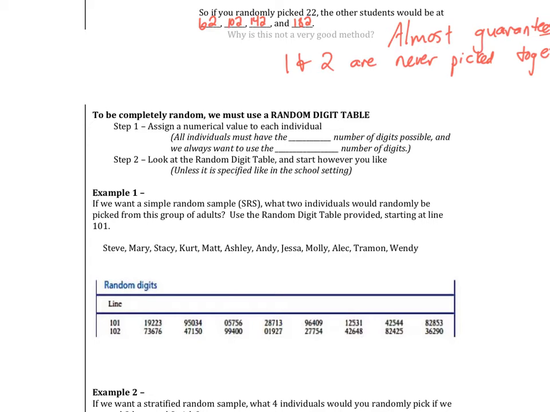Step 1 is you assign a numerical value to each individual, and all individuals must have the same number of digits. So either everyone has 2 digits or everyone has 3 digits. If we're a group of 10 people, one person can't have the number 22 and someone else the number 1. They all have the same number of digits, and we always want to use the smallest number of digits. Step 2 is look at the random digit table and start however you like, unless it is specified like in the school setting. So each sample could be a little bit different.